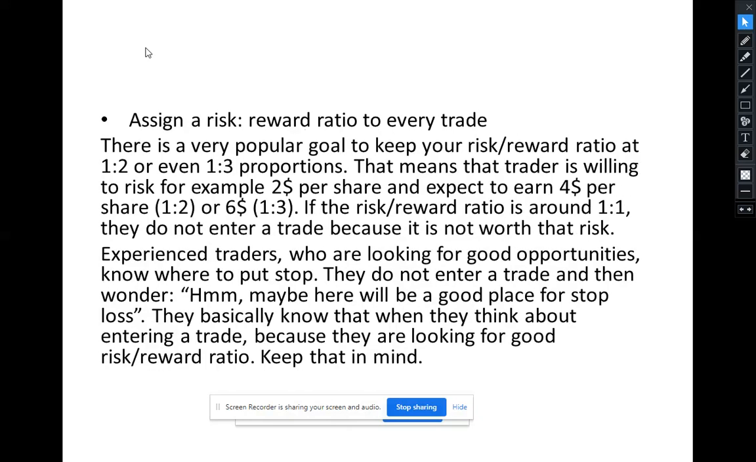Also, assign your risk and your reward. You risk $1 to earn $2, or to earn $3. You risk $2 to earn $4, or to earn $6, just like that. So always assign your risk reward.